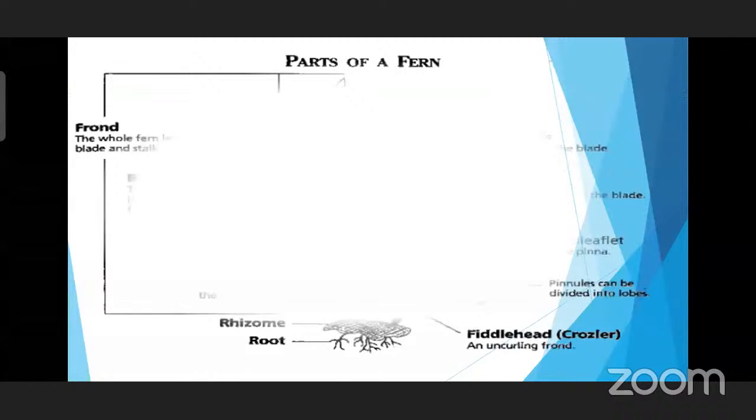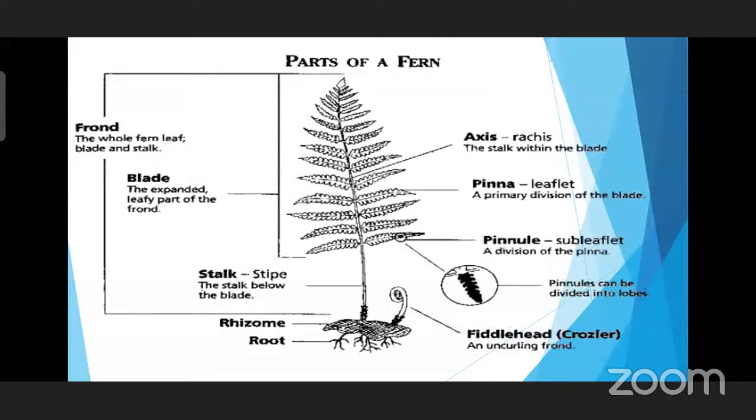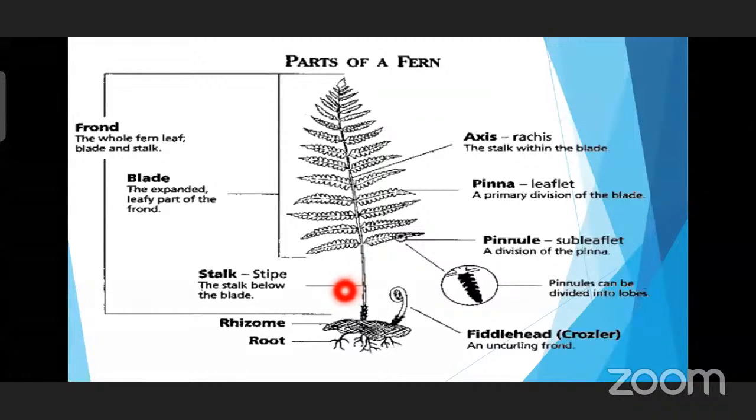Coming to the parts of a fern plant, you can see here an example of a pteridophyte. Here a fern plant is given. I think this is the common fern plant. You might be aware of this. You can see the root and the rhizome. The rhizome develops when the spore germinates.